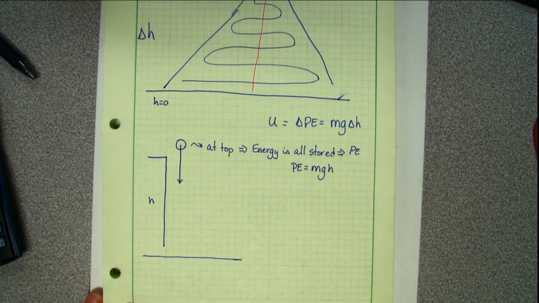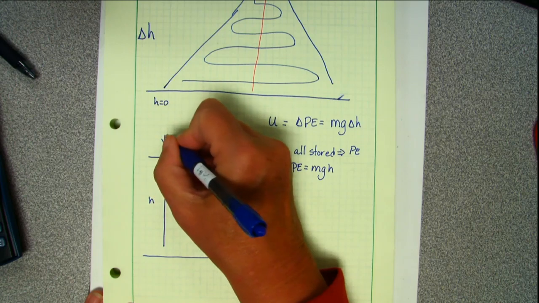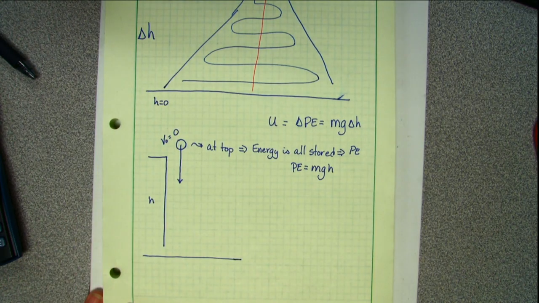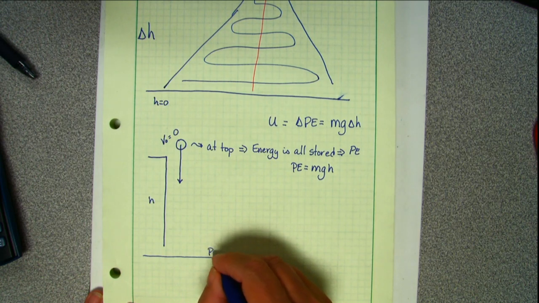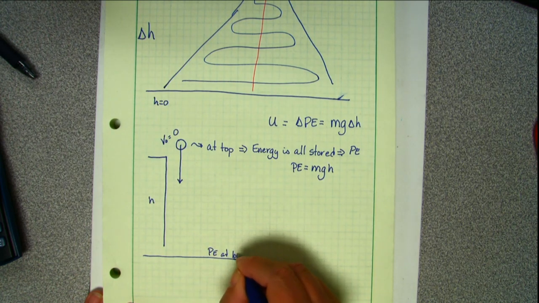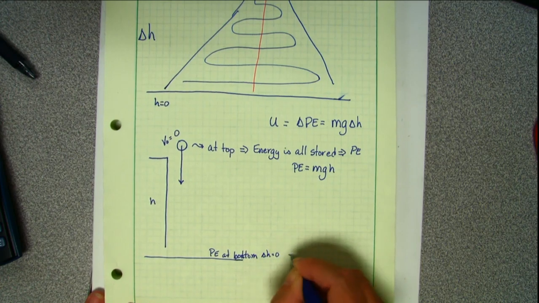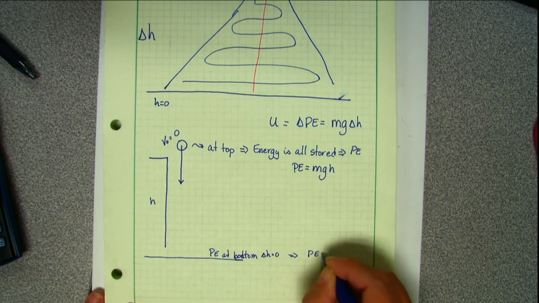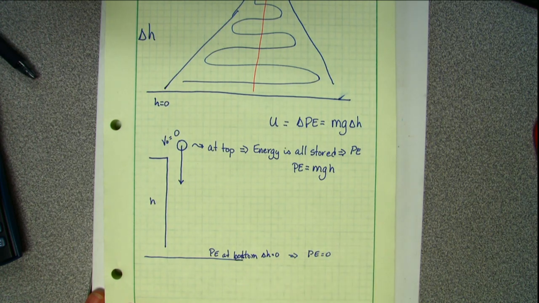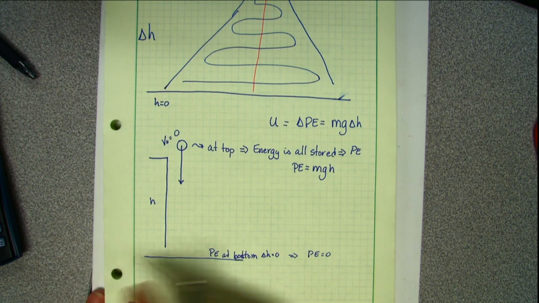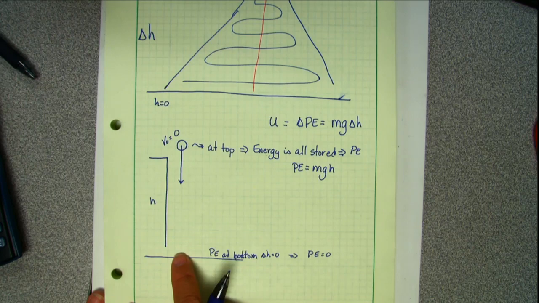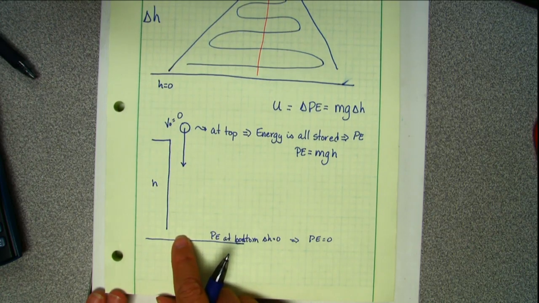Now, we all know what's going to happen, because what do we have here at the top? We have my velocity is equal to 0, if I'm just going to do a ball drop. But when I get to the bottom, because now my change in height is equal to 0, my potential energy at the bottom is equal to 0. But one of the things that we know is happening down here is it's moving.